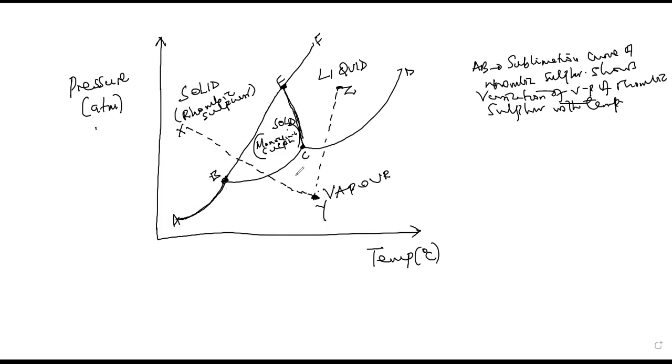Then we've got curve BC. Now with BC, we have already gone into another sulfur, but solid, then vapor. So still it is solid to vapor. So still it is a sublimation curve, but not for rhombic, but instead for monoclinic sulfur. So curve BC shows the sublimation curve of monoclinic sulfur.